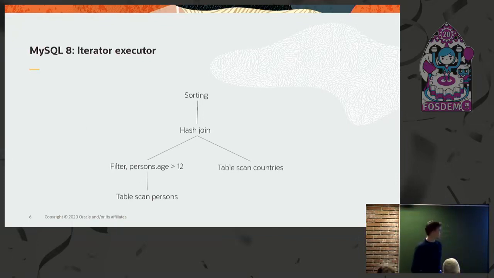So an execution tree can be visualized something like this, where you have two table scans on the bottom. The left side has a filter after it. Both of these go into a hash join iterator before ending up in a sort. And because all of these share the same interface, you can easily imagine replacing the hash join with a nested loop, for instance, or any other operation.